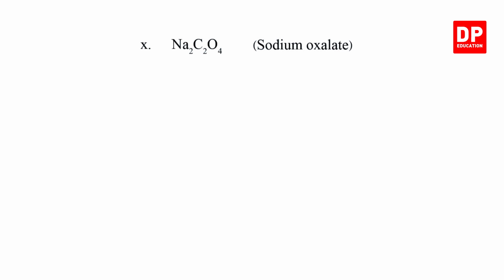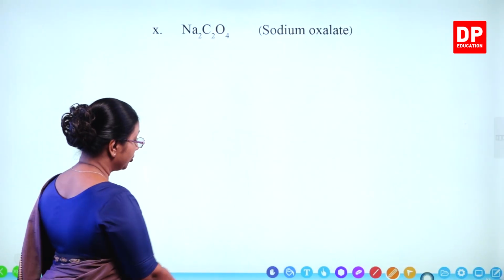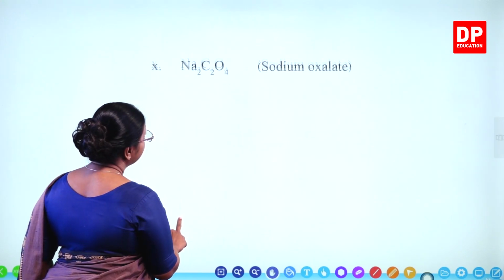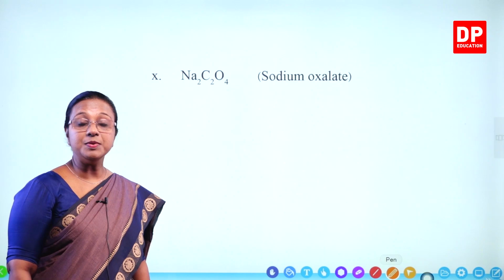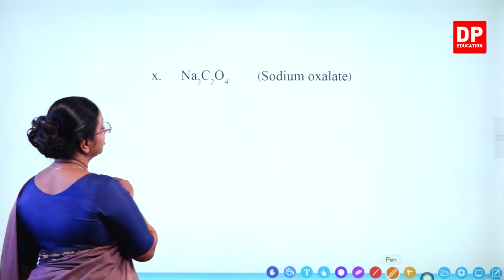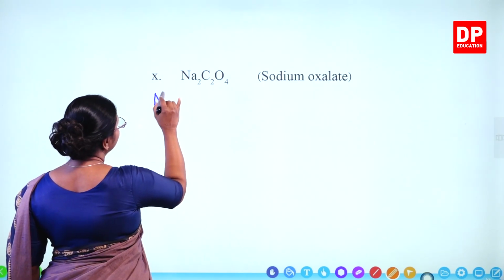So then, sodium oxalate, Na2C2O4. C2O4 is oxalate, Na is sodium, so the compound is sodium oxalate, Na2C2O4. Sodium is 23.